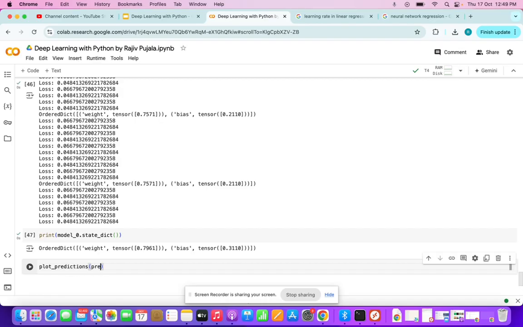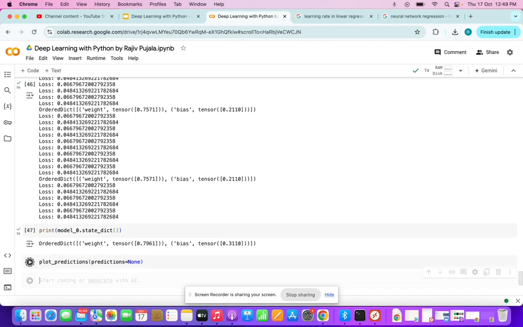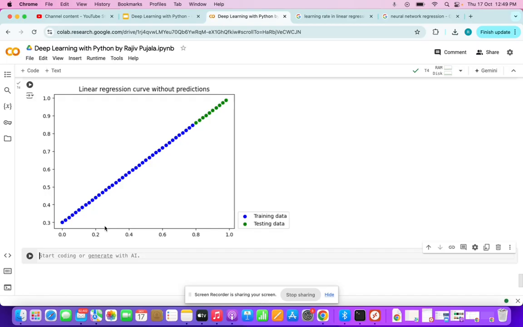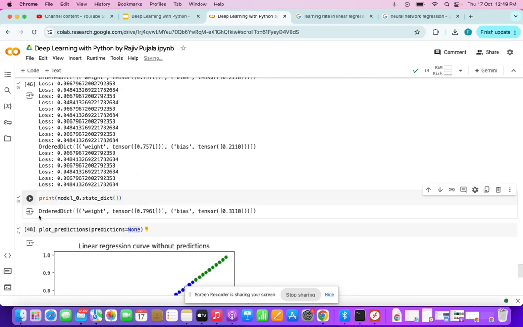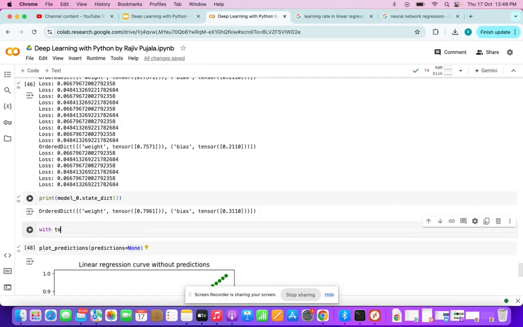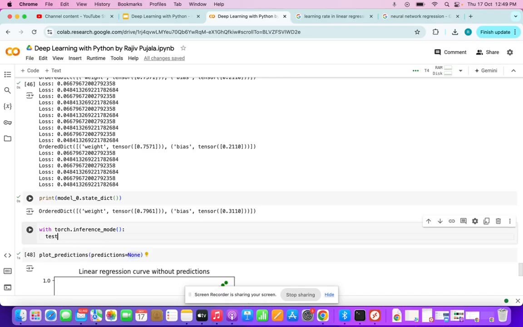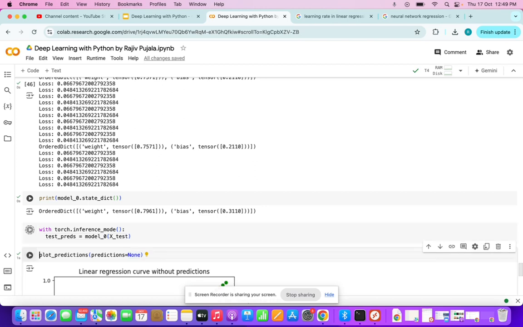Plot predictions, sorry, let's do our predictions even before that. I'm so sorry for that. With torch dot inference mode, we calculate the test predictions again after looping it for 200 times. Test predictions is equal to model 0 of x test. I'm giving it the same value over here.